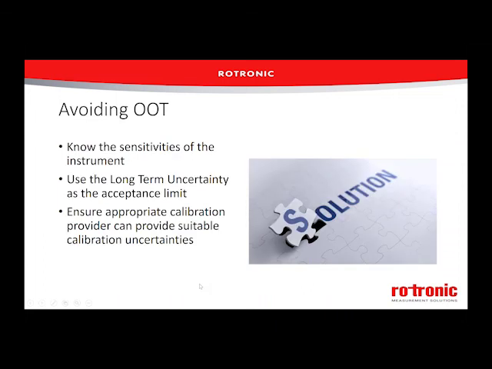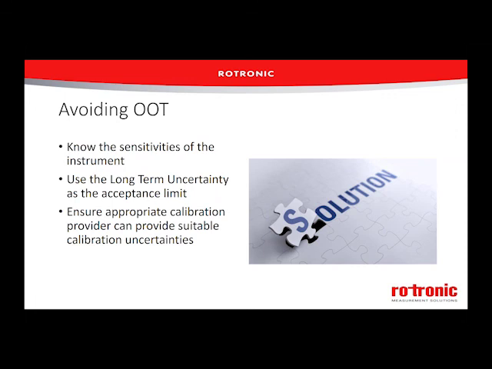So to avoid the out of tolerance situations, it's important to know the sensitivities of the instrument and where it's being used. Is there something here that's going to affect my instrument, and do I need to either shorten my calibration cycle, or do I need to increase my acceptance limits to account for whatever environment I'm going into? It's important to include the long-term drift in your acceptance limits. Know what the manufacturer says this instrument will stay within. And that can be going farther than just looking at the accuracy spec. For many instruments, you need to look at what the long-term drift is as well.